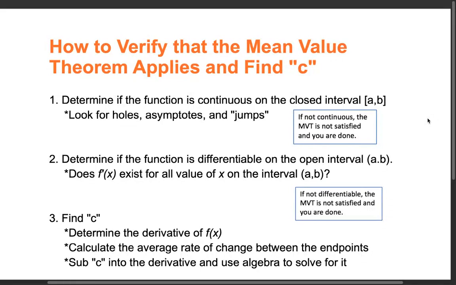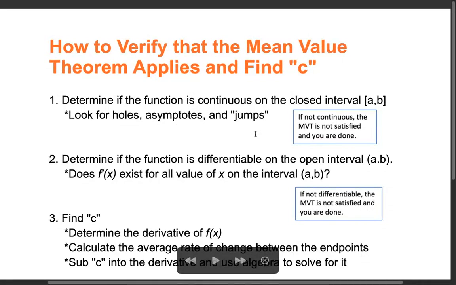If it's a rational function, I'm going to be a little bit more careful because there's a possibility for things like holes and asymptotes. So I am going to think about my endpoints a and b, think about what that rational function looks like on that interval a, b, and make sure that there aren't in fact any holes or vertical asymptotes where the function might not be continuous, okay?